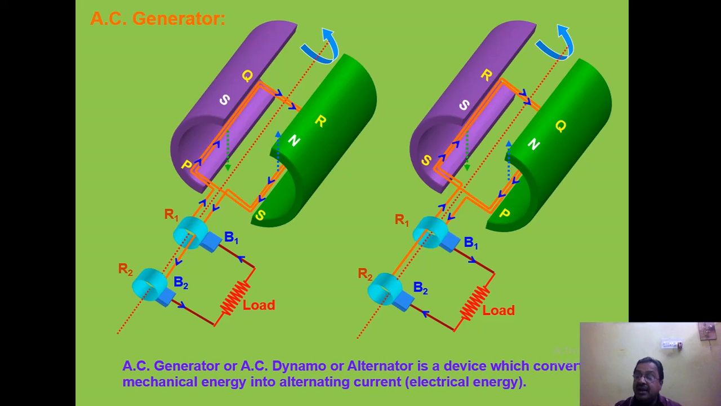So we may say it is a dynamo or generator. And as already pointed out, it may be an AC generator or a DC generator. So what is an AC generator or AC dynamo or alternator? It is also called an alternator. It is nothing but a device which converts mechanical energy into alternating current.